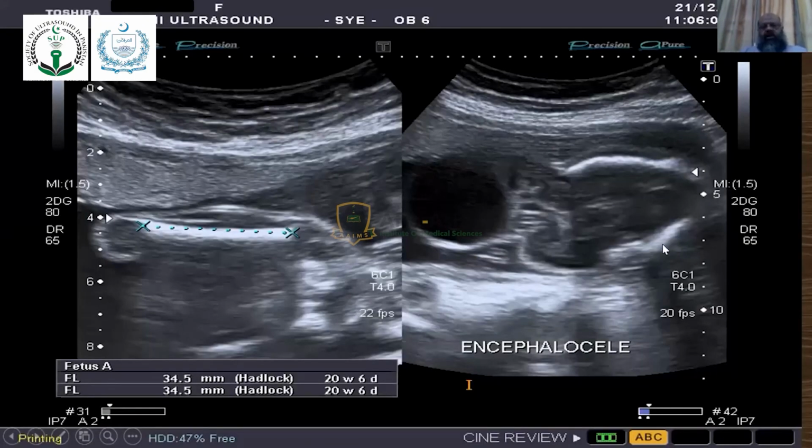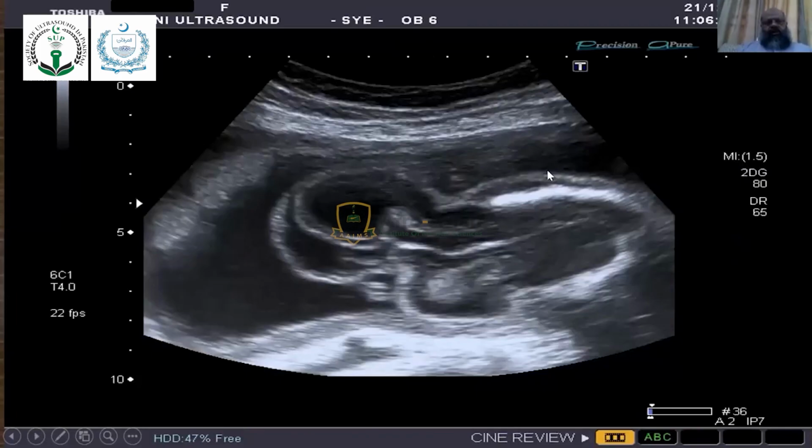Here is another one, and you can see the skull and large defect. The whole of the brain is going out. These are the meninges, and this is a pouch-like structure on the back of the skull. This is a clear view of the same fetus. Large defect. It is floating out through a sac-like structure. This is encephalocele, also called occipital encephalocele.